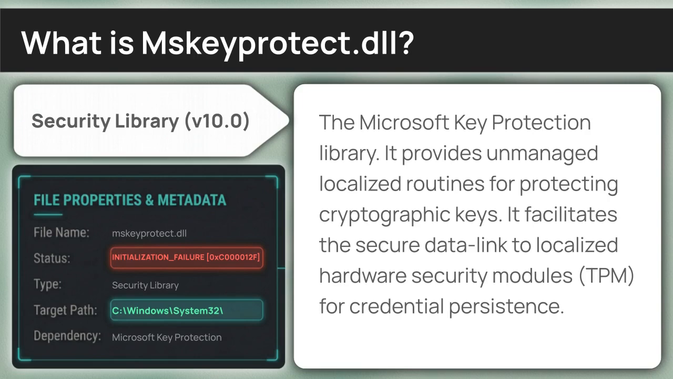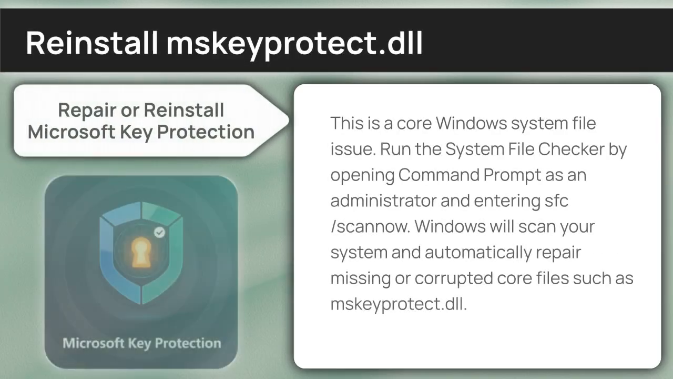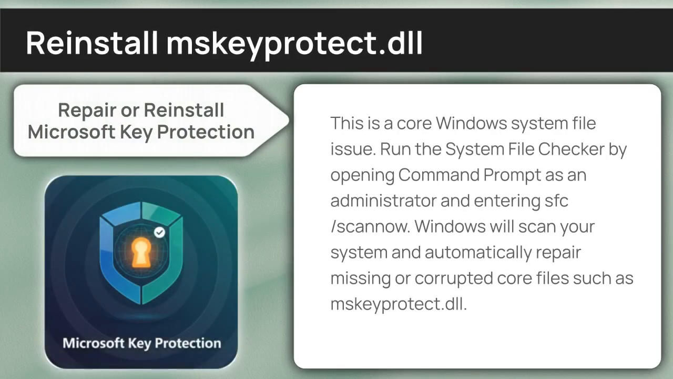Now that you have the context, let's move into the repair process with a fresh installation. This is a core Windows system file issue. Run the system file checker by opening Command Prompt as an administrator and entering sfc /scannow. Windows will scan your system and automatically repair missing or corrupted core files such as Mskeyprotect.dll.